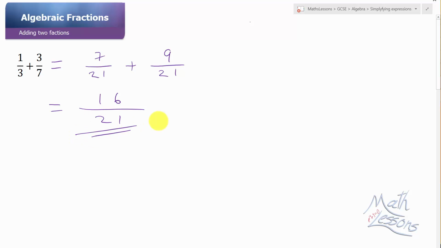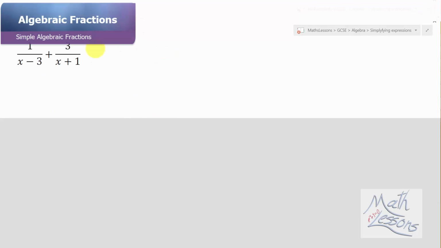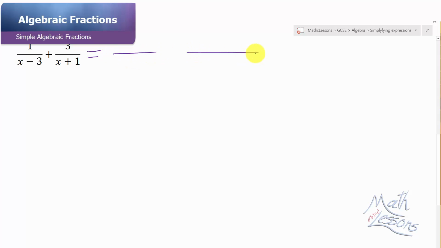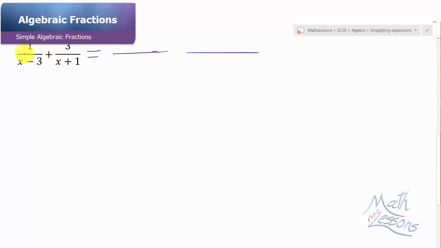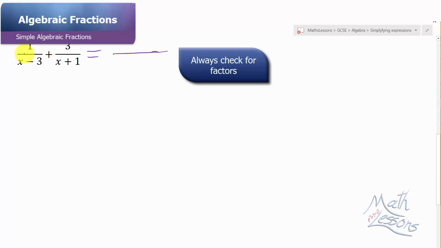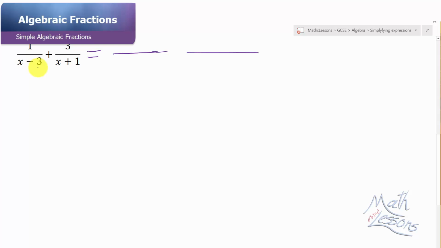So now let's look at an algebraic fraction. Here we go. We've got 1 over x minus 3 plus 3 over x plus 1. So let's do the same thing. Let's get common denominators. Now, are there any common factors? Can we factorize? Always a good thing to do to start off with is look for factors. Well, there aren't any. So how do we find out what these both go into?